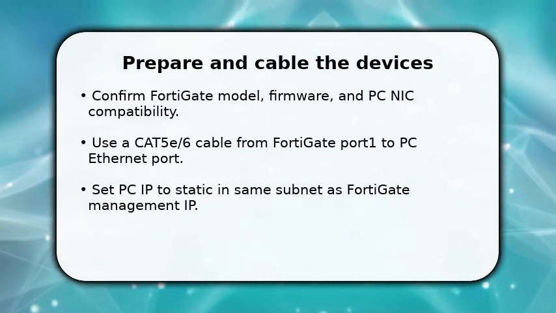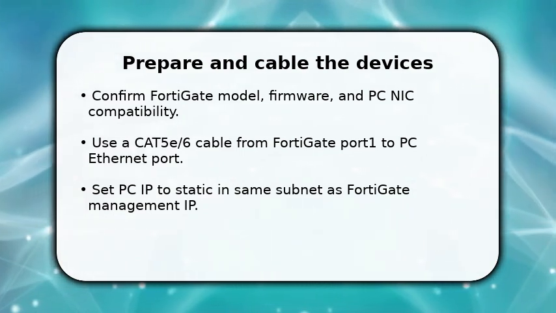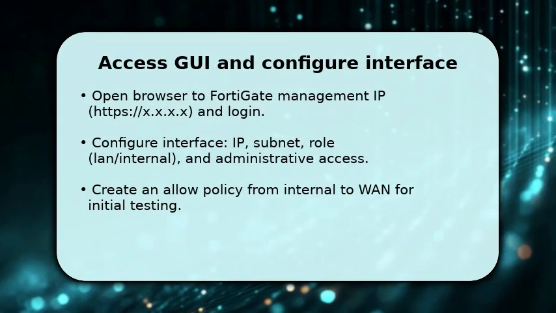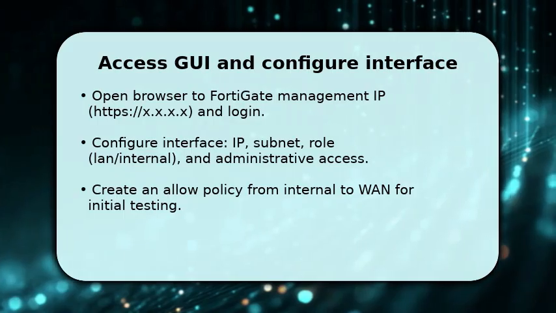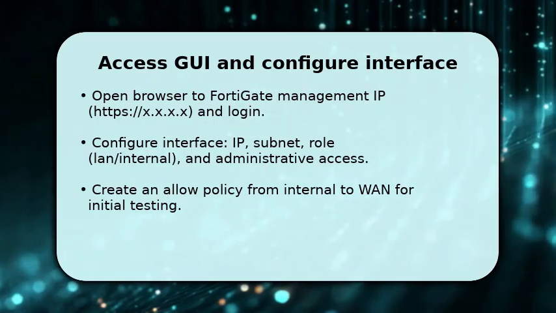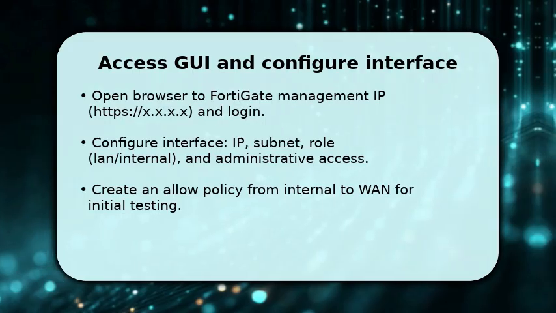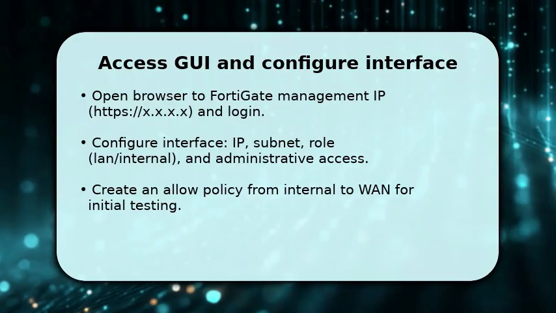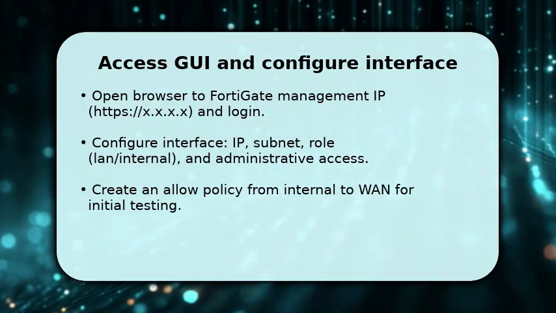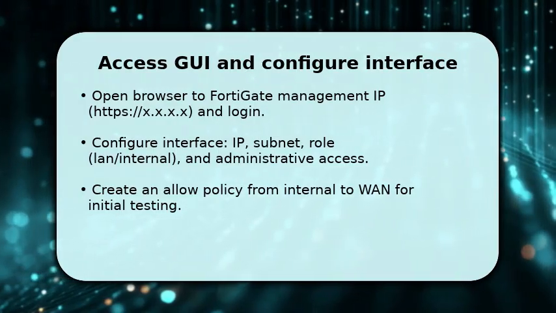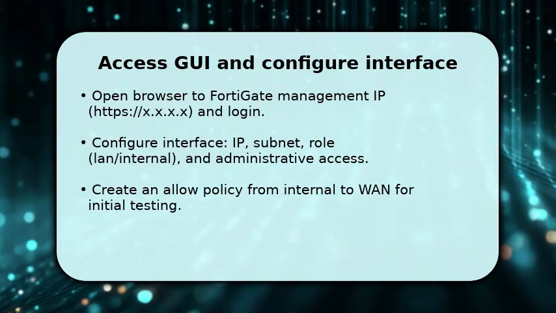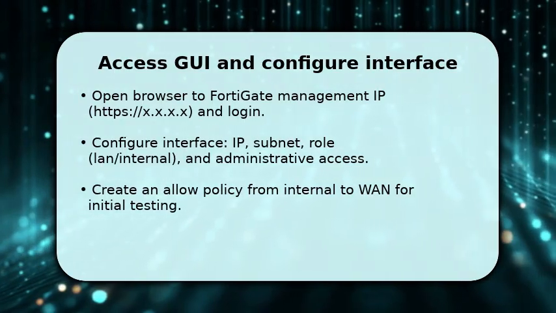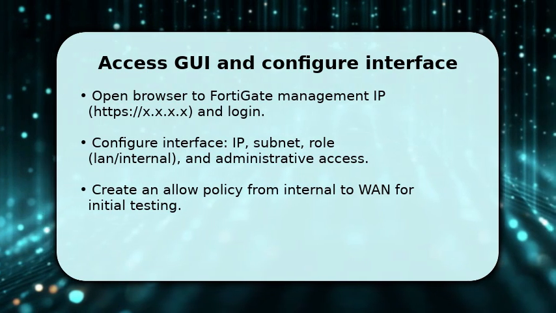You should now open your browser to the Fortigate management IP and log in with admin credentials. Once inside, navigate to Network Interfaces and pick the interface tied to your PC. Assign the chosen IP, subnet mask, and enable HTTPS/HTTP or SSH for administration. Then create a basic firewall policy permitting traffic from that internal interface to your WAN interface so you can test internet access. Make sure to apply and save configurations.